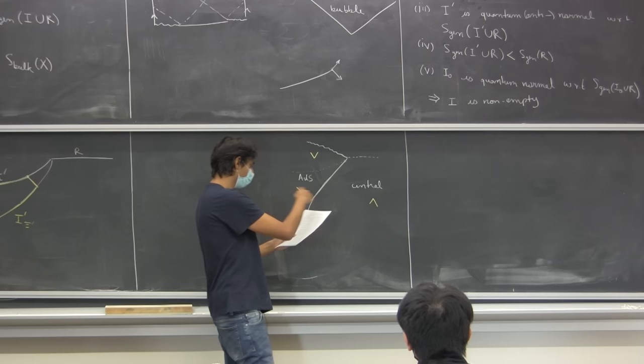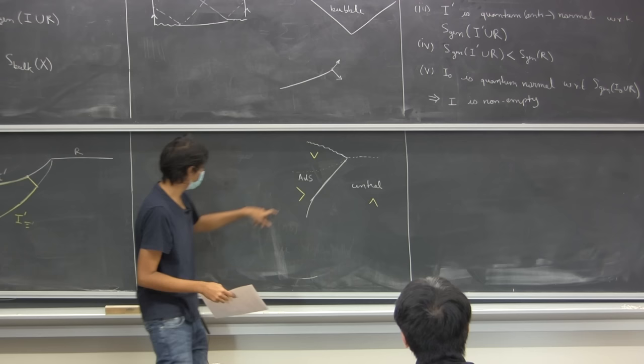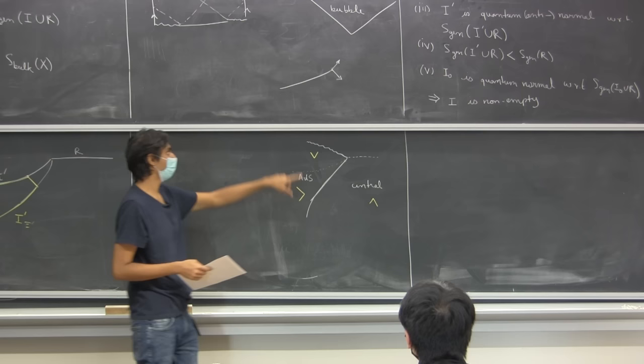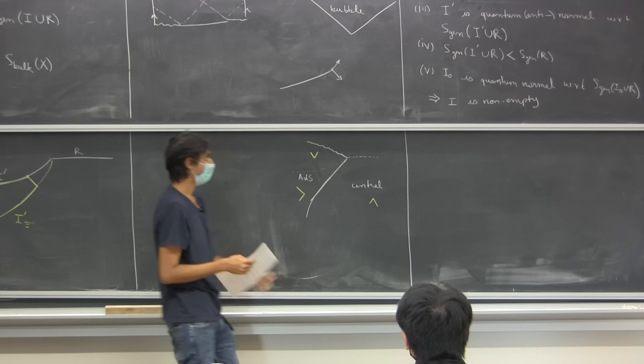So, these are what the wedges look like. The first guess would be just to start with this. So this would be a quantum normal surface, but the issue is that it doesn't cause the reduction in generalized entropy to satisfy condition 4. So what you need is some source of bulk entropy which can change one of these and give us this quantum antinormal surface, which also reduces the generalized entropy and inclusion.